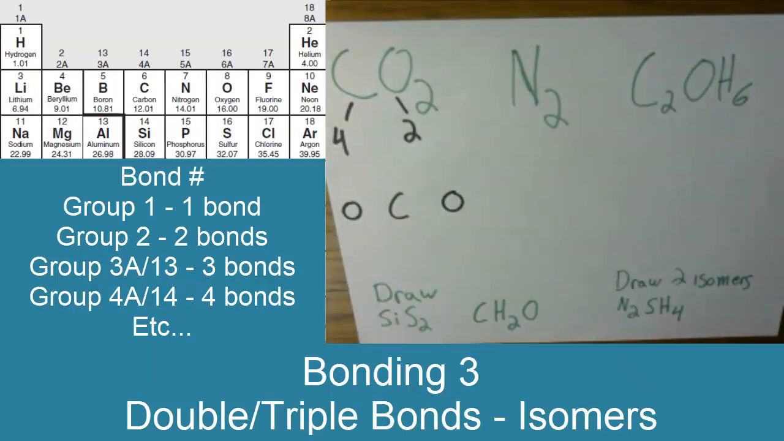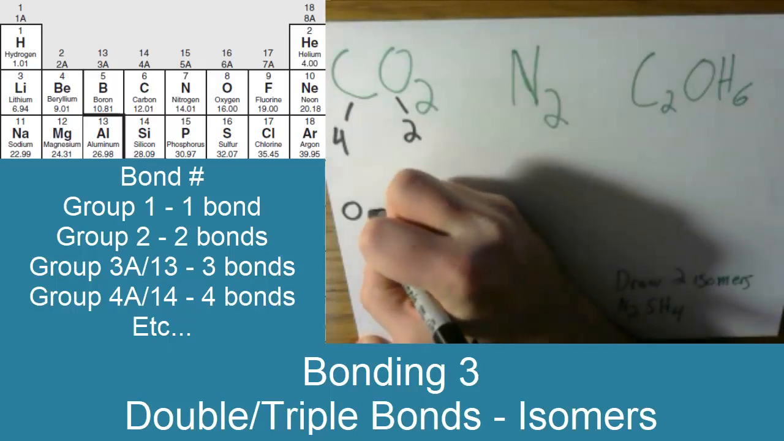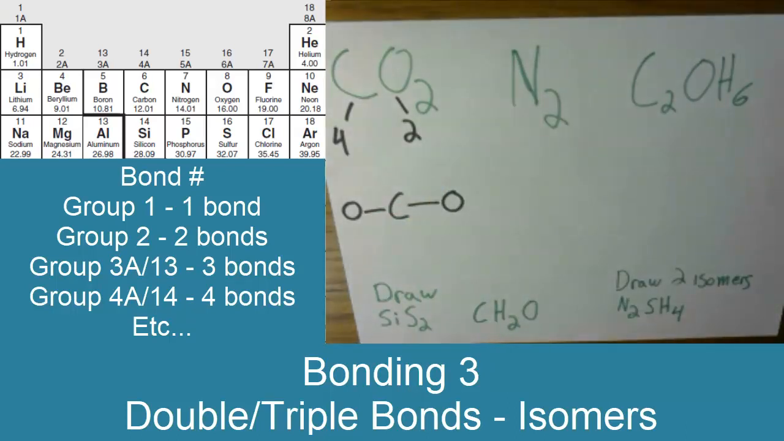How can we possibly connect these so that we use up all of the bonds? Because each oxygen needs 2 and carbon needs 1. So you're going to start by connecting the elements together. All right. Are any of the elements happy with what they have? No. Carbon needs 2 more bonds and both oxygens need 1 more.